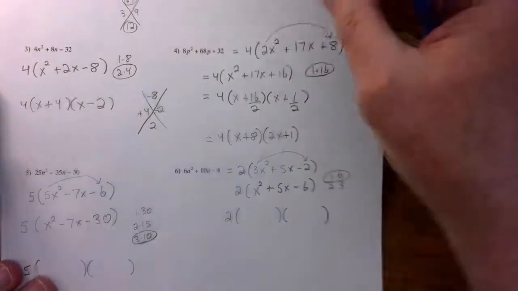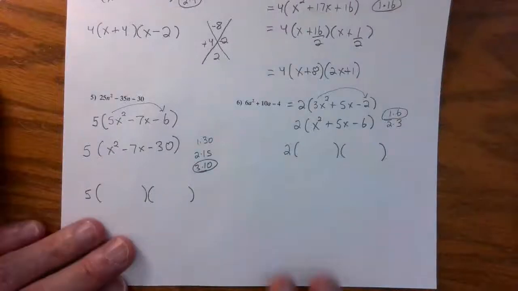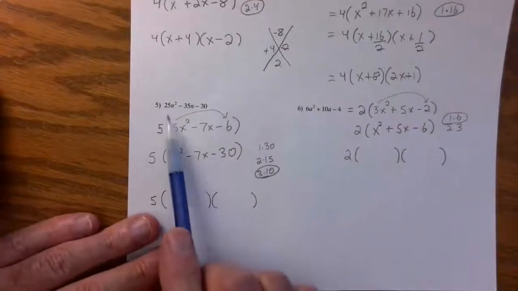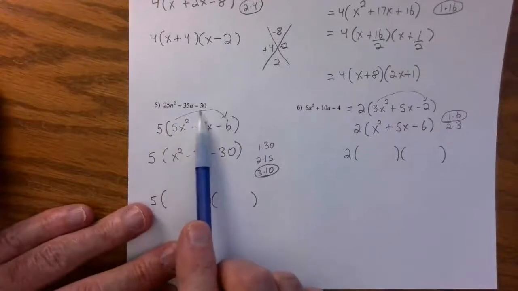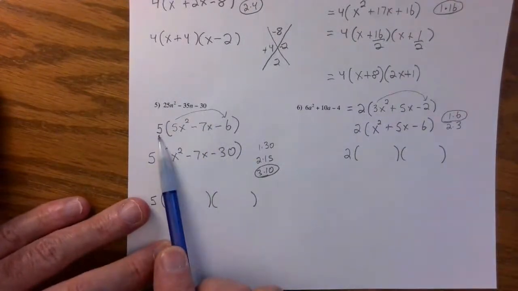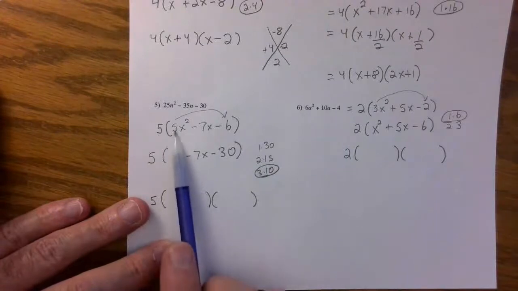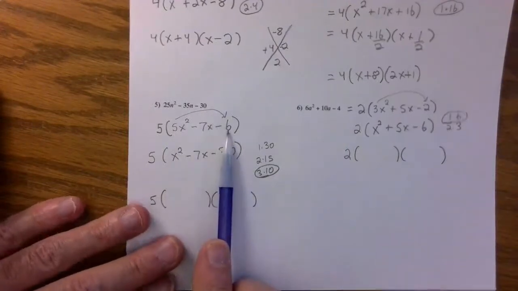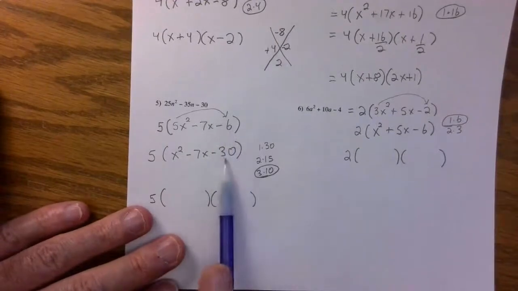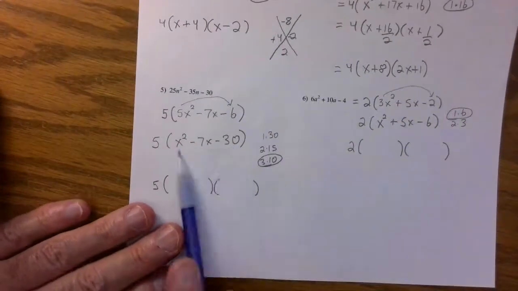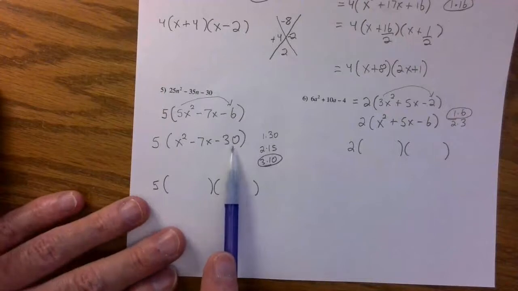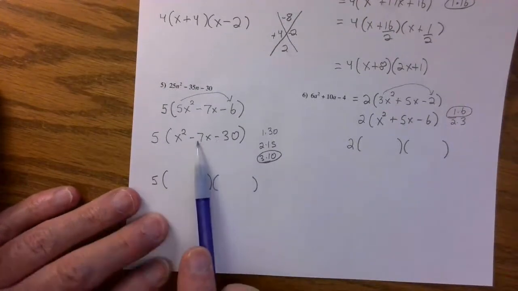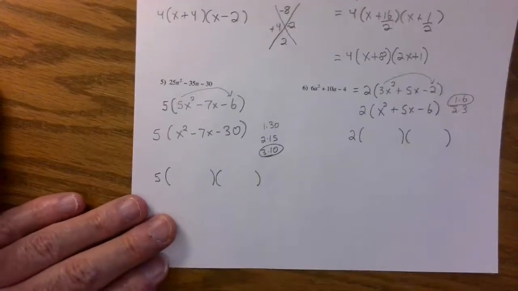All right, guys, let's look at the next one. This one I can take out a 5, from 25, 35, and 30. But when I do, I still have to slide it. There's a 5 here, so slide it back and multiply it times the 6. So we get 30 here. This one we know how to factor. Two numbers that multiply to give me 30 and subtract to give me 7. So it's 10 and 3.